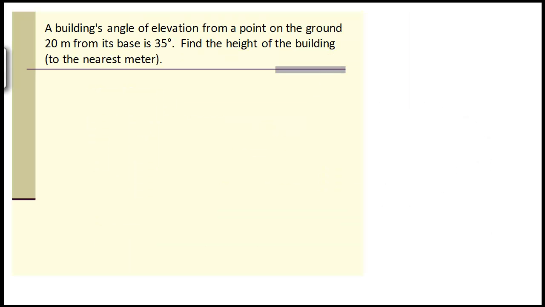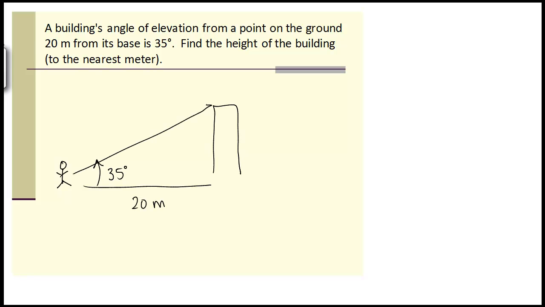Go ahead and pause. See what we can do with this one. It says the building's angle of elevation from a point on the ground 20 meters from its base is 35 degrees. Find the height of the building to the nearest meter. So this one again, what I would do is a drawing of it. Draw somebody at the base of the building. We are told that we are 20 meters from the bottom of it. And if I look horizontally and rotate upward, that would create a 35-degree angle. We're looking for the height of the building.